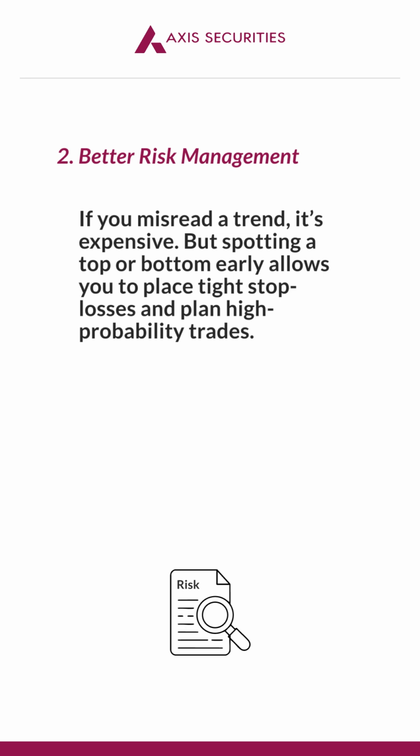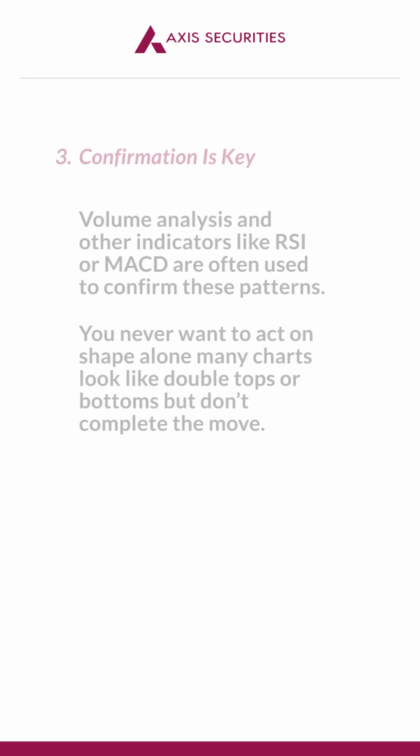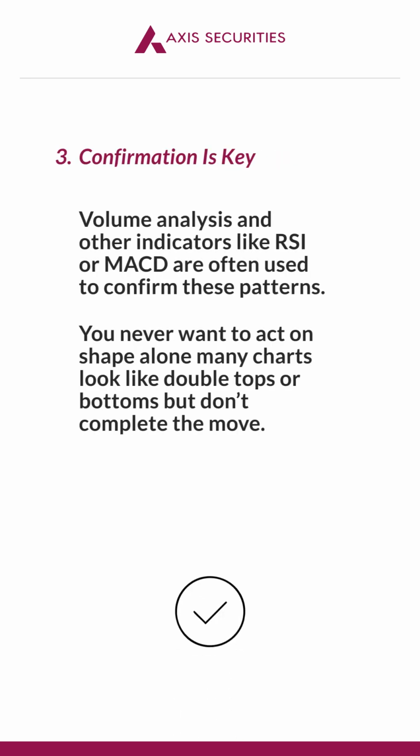Second, better risk management. If you misread a trend, it's expensive, but spotting a top or bottom early allows you to place tight stop losses and plan high probability trades. Third, confirmation is key. Volume analysis and other indicators like RSI or MACD are often used to confirm these patterns. You never want to act on shape alone. Many charts look like double tops or bottoms, but don't complete the move.